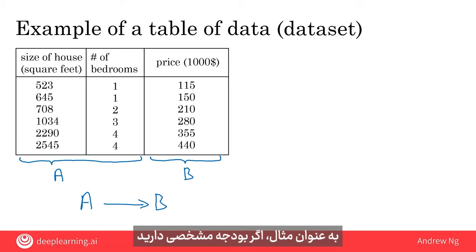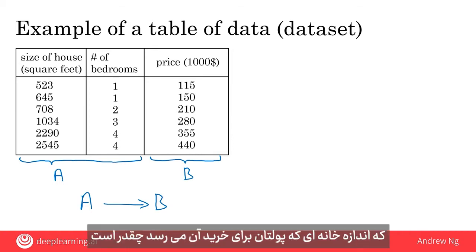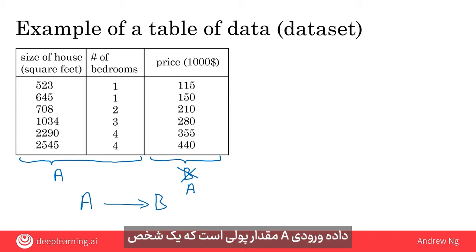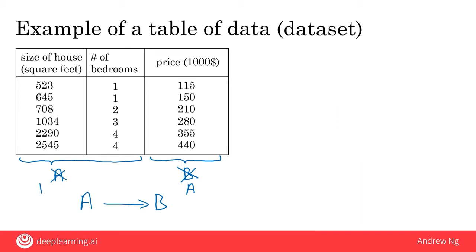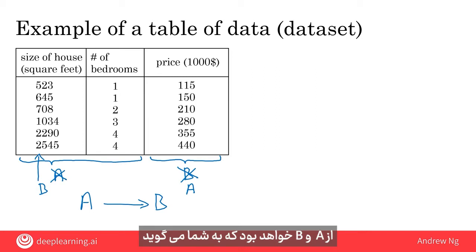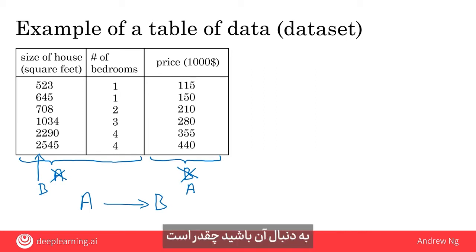As another example, if you have a certain budget and you want to decide what is the size of house you can afford, then you might decide that the input A is how much does someone spend, and B is just the size of the house in square feet. And that would be a totally different choice of A and B that tells you, given a certain budget, what's the size of a house you should maybe be looking at.